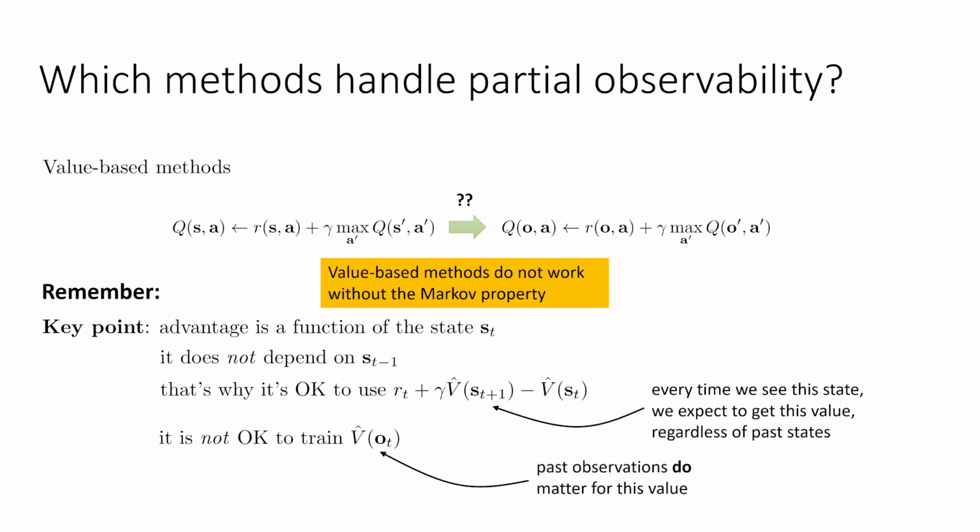So value-based methods do not work without the Markov property. You simply cannot naively substitute the observation in place of the state. Of course, if the observation is essentially a Markovian state, like it is in most Atari games, this can be close enough and the results might be fine. But in general, the more partial observability you have, the worse this will work.